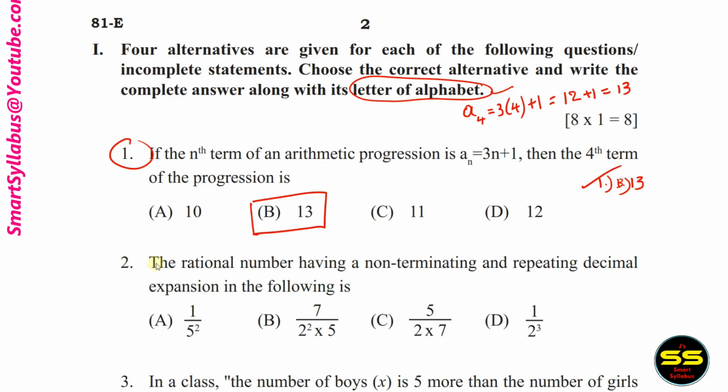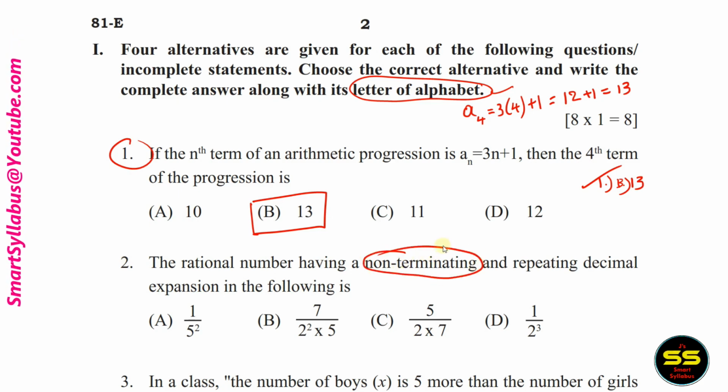Okay. Enough. Question number 2. The rational number having a non-terminating... So do not get confused. Non-terminating and repeating. Usually in your textbook, the wording is like terminating and non-repeating, something like that. The question is there, but here it is non-terminating and repeating decimal out of these 4 given options that we have to find out.